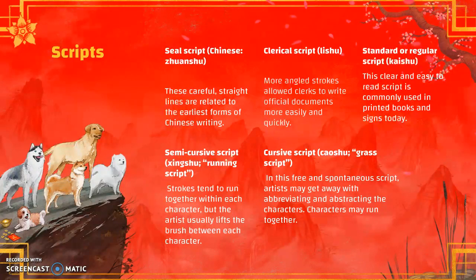The standard or regular script was commonly used in books and signs and things even today. The semi-cursive script is where strokes tend to run together within each character, but the artist usually fits the brush between each character. And then the cursive script is really the free and spontaneous one the artists used. They often would get away with abbreviating and abstracting characters, and things may run together.